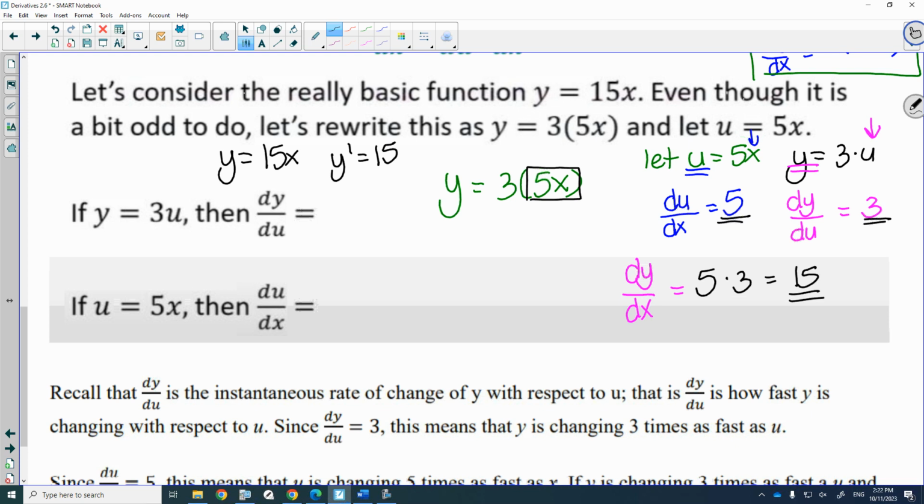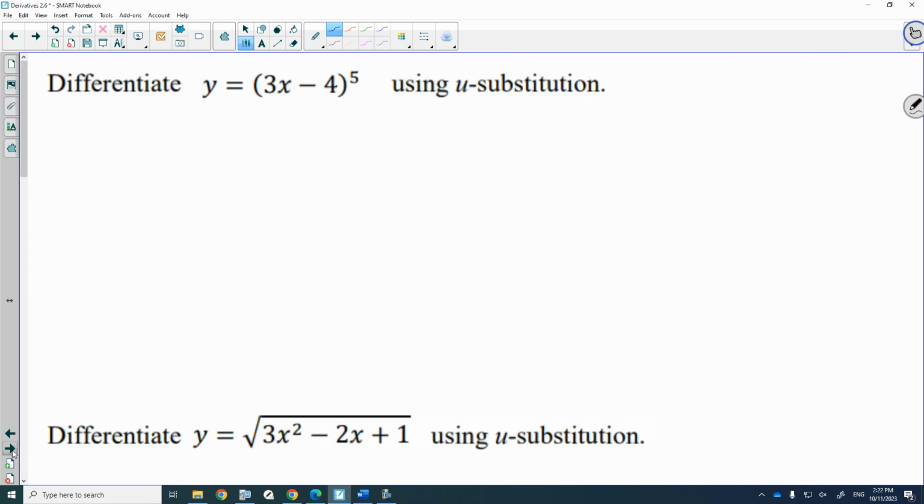Okay, so let's just do some of these u substitutions. This one here. Let's actually first find the derivative using the chain rule, and then let's do it using u substitution. So using the chain rule, y prime is equal to, Owen, tell me what it would be using the chain rule. Yep. Yes, and then we'll just clean that up by saying 5 times 3 is 15, 3x minus 4 to the 4. Okay, so let's get that exact same answer.